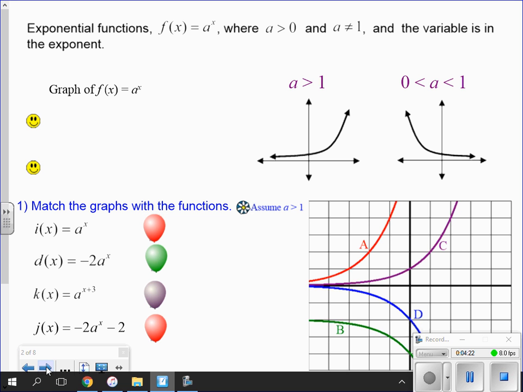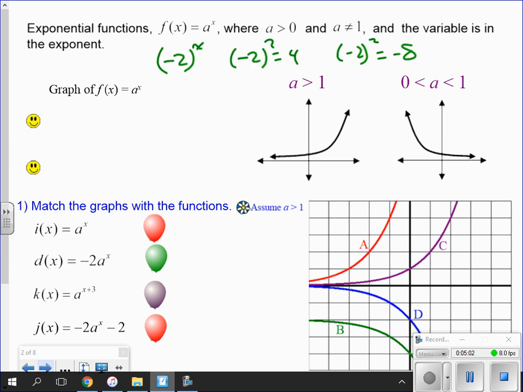The other thing you cannot have is a negative number as a base. A must be greater than 0. The reason is that you have to be able to connect the points. If you had -2 to the x as your function, then if x was 2, I'd have -2 squared, which is 4. If x is 3, I would have -2 cubed, which is -8. And if I have a function, those points need to be able to be connected together.